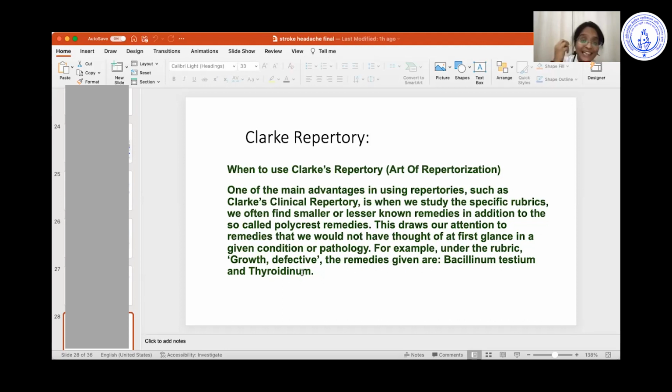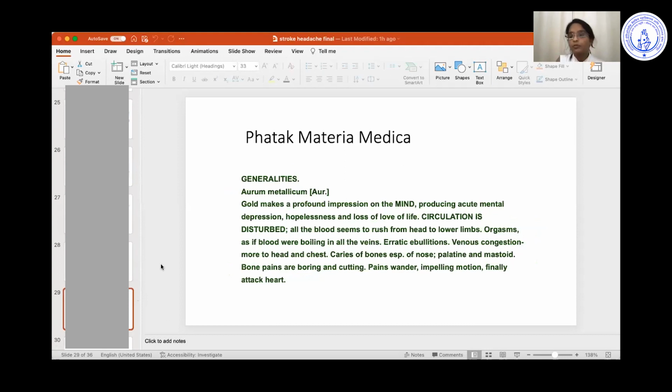But Clark thinks very logically. He takes one rubric, one symptom, and whatever the importance is in that particular remedy, he puts that remedy in there, and he has seen it if you look in the Clark repertoire. Then you have to keep checking it in all the materia medica before prescribing anything, so that you are well sure about it.